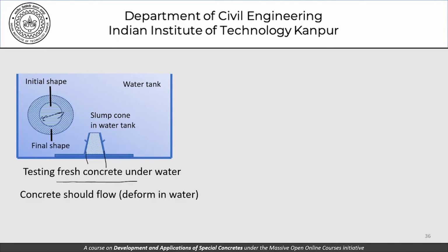This deformation of concrete from this shape to this shape should happen not in air but in water. So testing of fresh concrete for underwater placement needs to be carried out underwater. There's no point carrying out a slump test and getting the flow values, the initial value and the final value, and values like the T500 in air, because the concrete will be in water, and water will offer a different kind of environment by way of resistance to movement of concrete and so on.